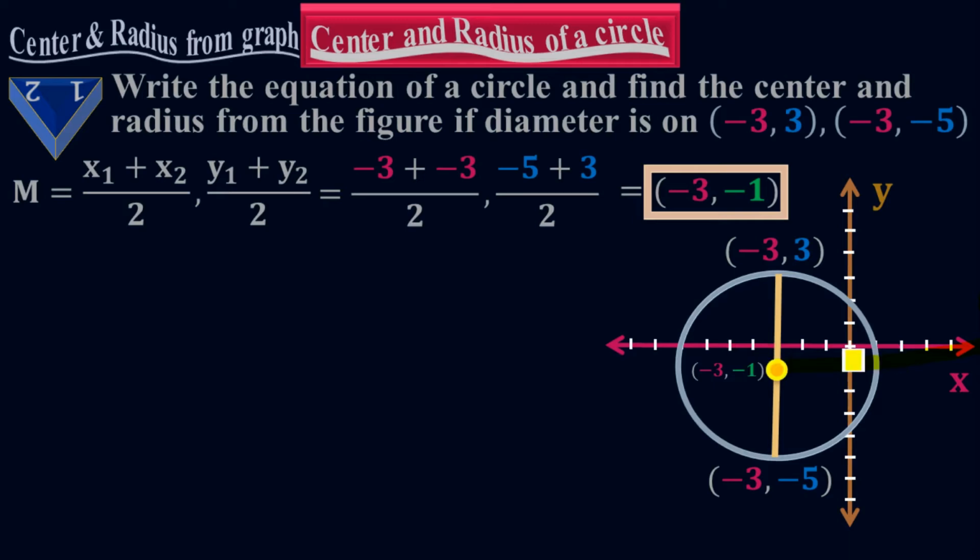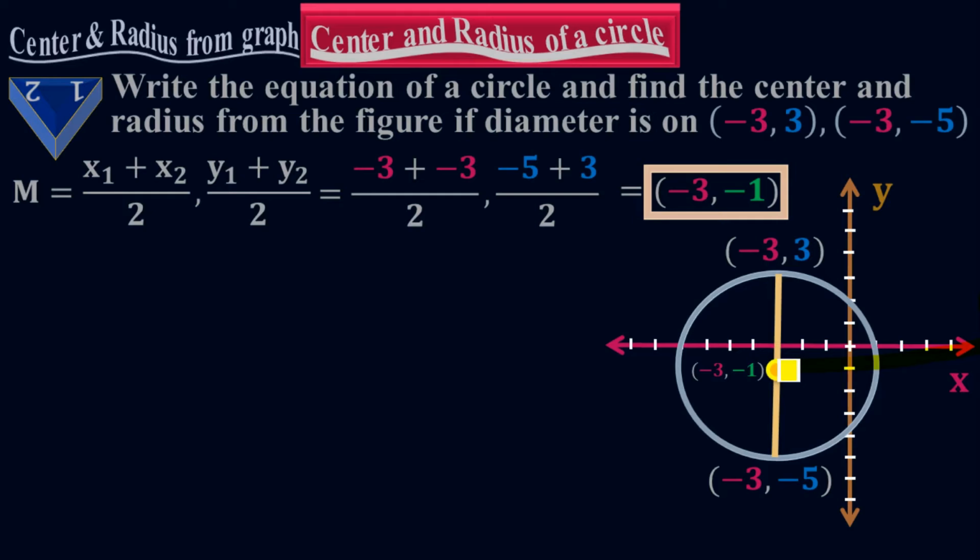That is -3 along the x-axis, -1, -2, -3, and -1 along the y-axis. -1 along the y-axis and -3 along the x-axis. This is going to be the center of the circle.